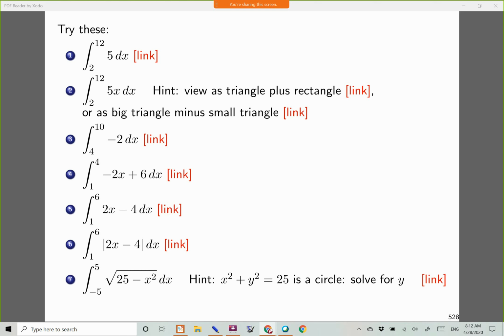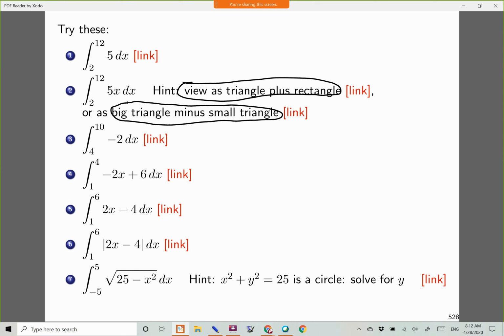This second one, just to talk through the two options. You can view it as a rectangle plus a triangle plus a rectangle, or you can think of it as a big triangle minus a smaller triangle. Either way is fine, as long as you keep track of what it is that you need to be doing. So you've got this y equals 5x, a line with a very steep slope, steeper than my picture. That slope looks more like a 2 maybe, but it'll be enough for the picture.